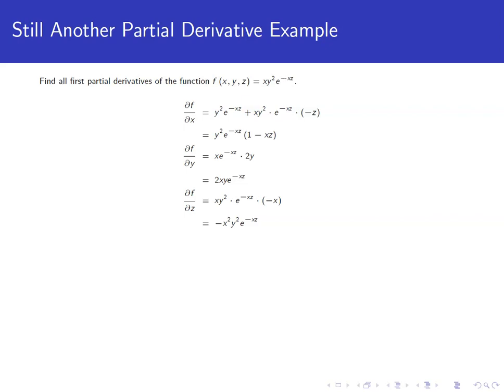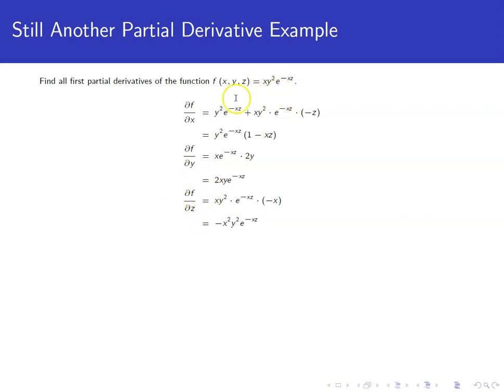In this video, we're going to look at just another example of finding partial derivatives. In this particular one, we're given a function of three variables, f of x, y, z equals xy squared e to the negative xz, and we're asked to find all the first partials. Well, since it's a function of three variables, we've got three first partials that we can find: with respect to x, with respect to y, and with respect to z.